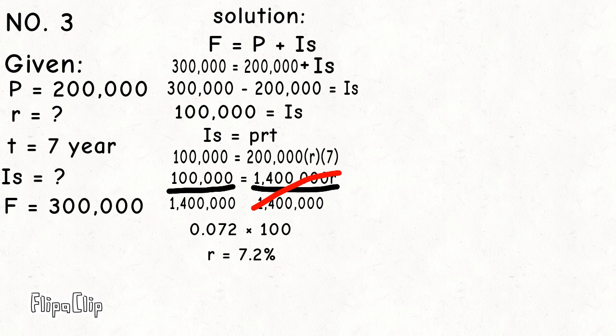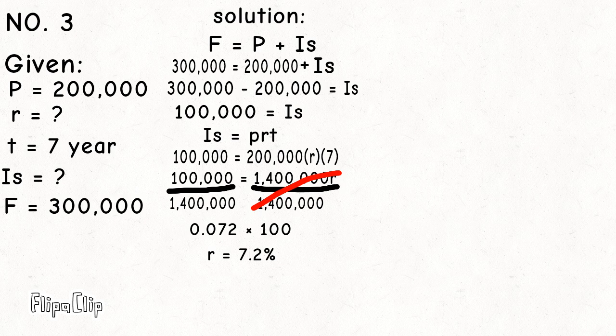For another solution, let's also start with the formula, and this one is the formula of simple interest. Then put 100,000 as Is equals, then put 200,000 as the principal, then put R, since R is unknown, just R, and then put 7 as T. Let's begin on the right side with 200,000 times 7.